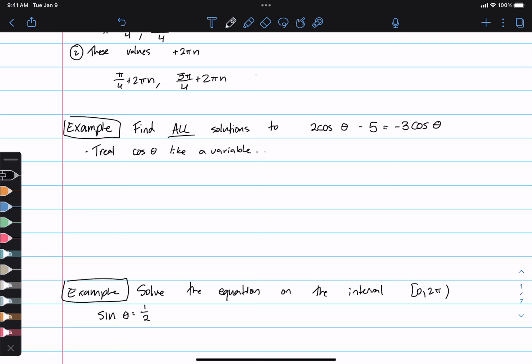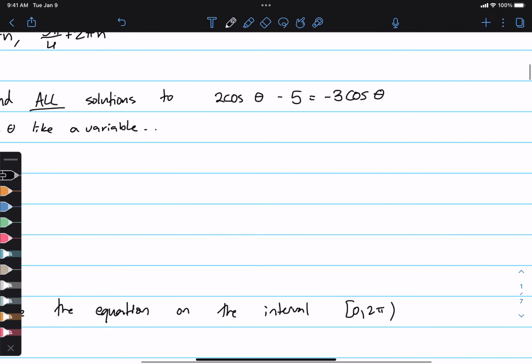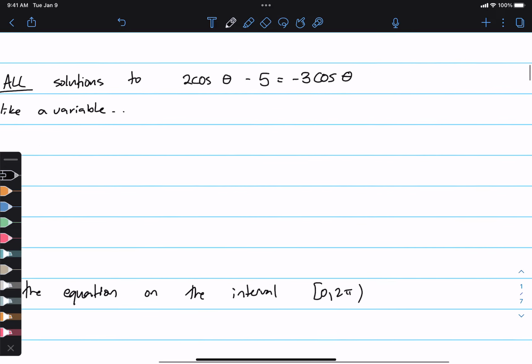Let's find all solutions to this scary looking equation. 2 cosine of theta minus 5 is equal to negative 3 cosine of theta. You may look at this and start to worry because this is kind of weird. Why are there cosines on both sides? But let's just treat it like cosine of theta was a variable.